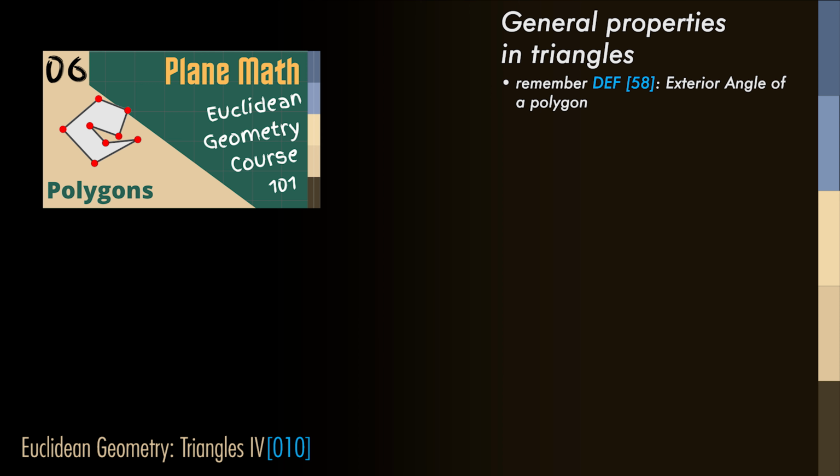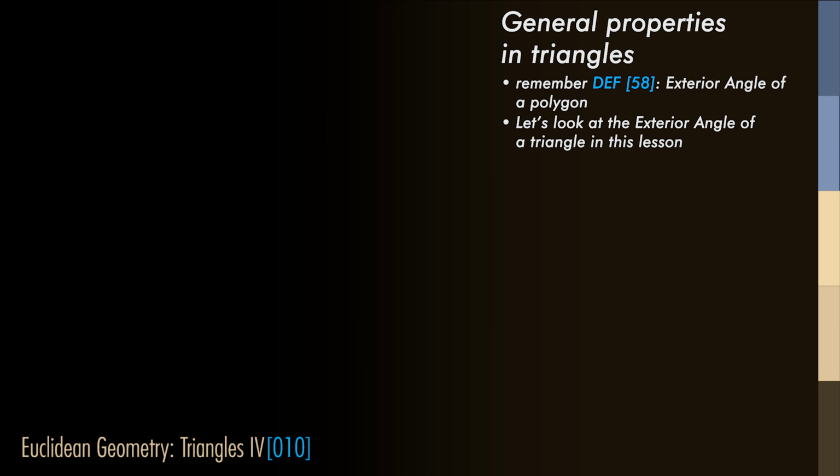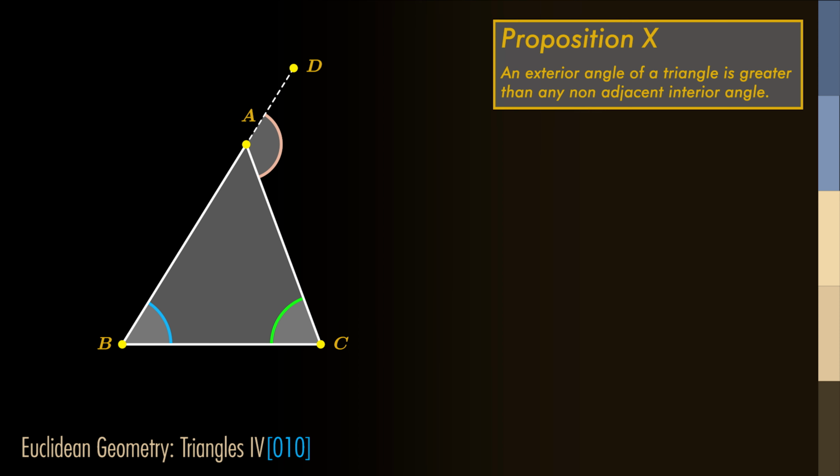We will now show some propositions that are valid in every triangle. In lesson 6, where we introduced polygons, we defined an exterior angle to a polygon. Applying this to triangles, we can now state proposition 10. An exterior angle of a triangle is greater than any non-adjacent interior angle.